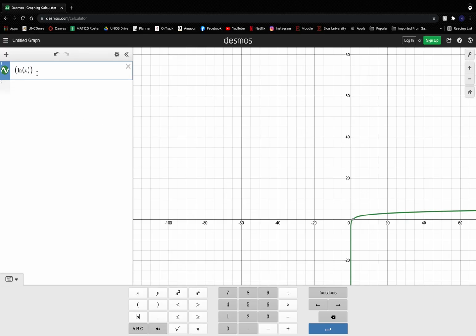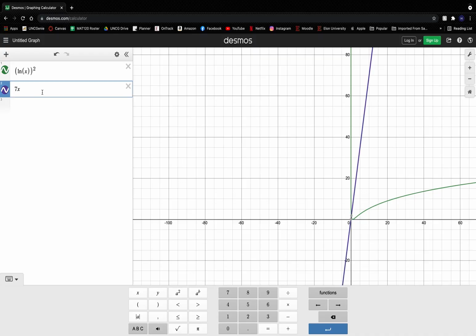So I'm just going to be short and put it in parentheses like that, like they have it. And then our second function is 7x. So it's just a line with slope 7. And so it looks like that.